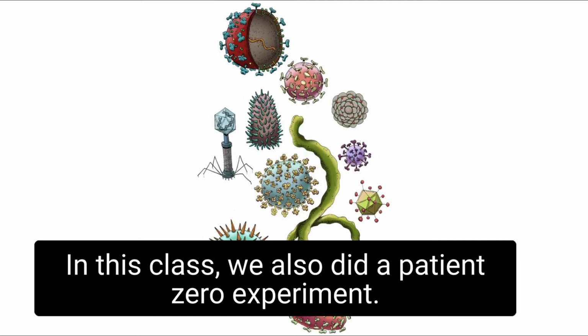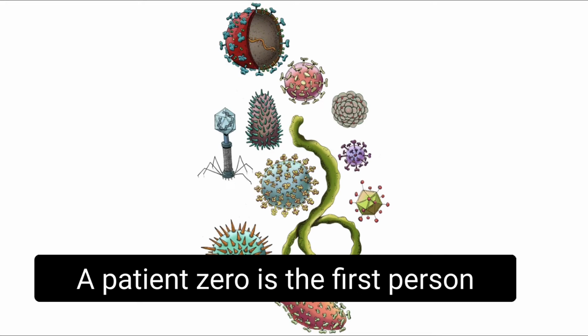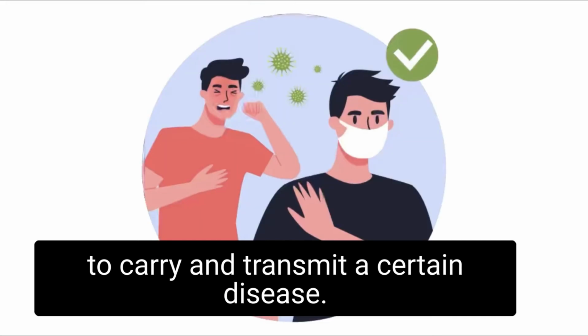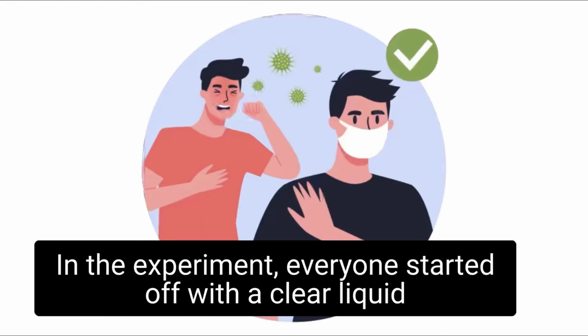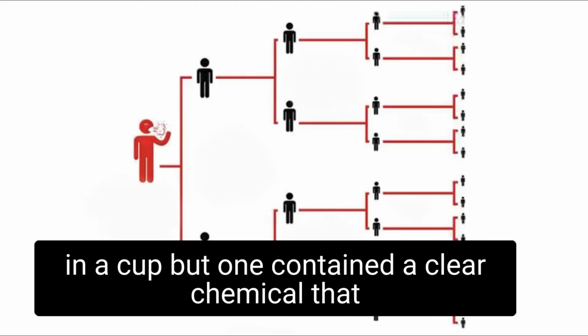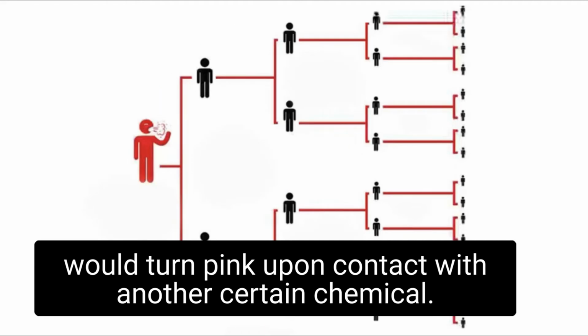In this class, we also did a patient zero experiment. A patient zero is the first person to carry and transmit a certain disease. In the experiment, everyone started off with a clear liquid in a cup, but one contained a clear chemical that would turn pink upon contact with another certain chemical.